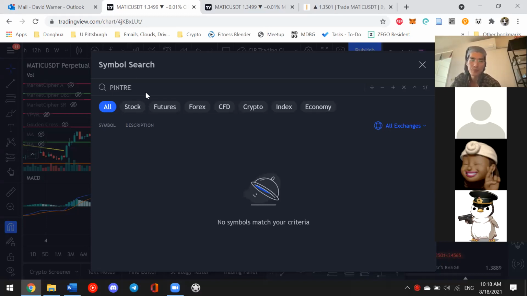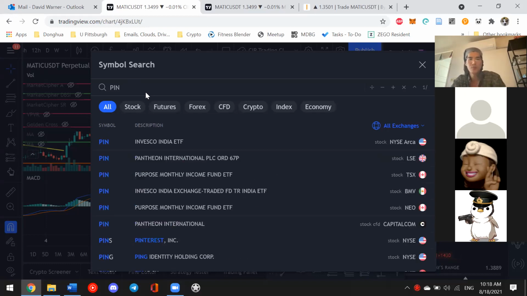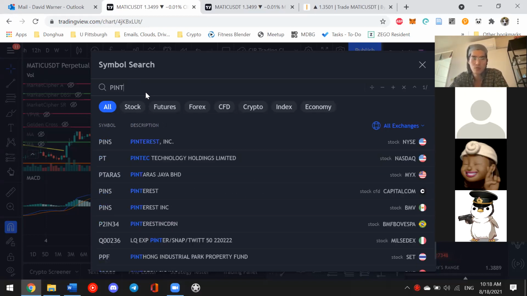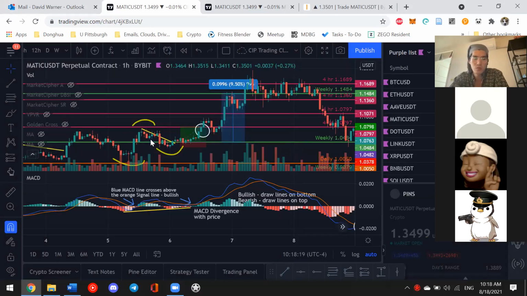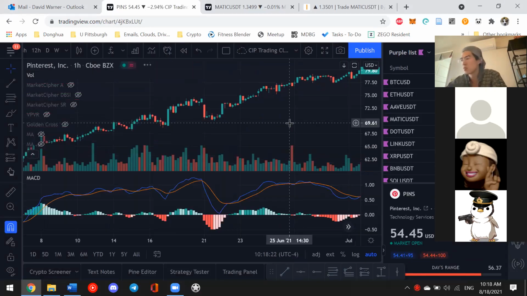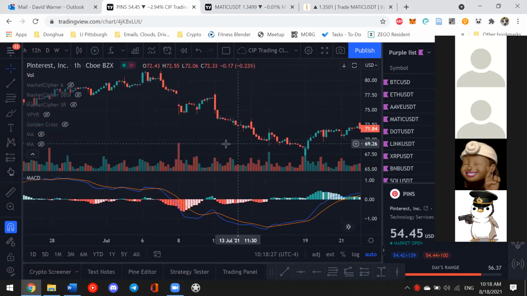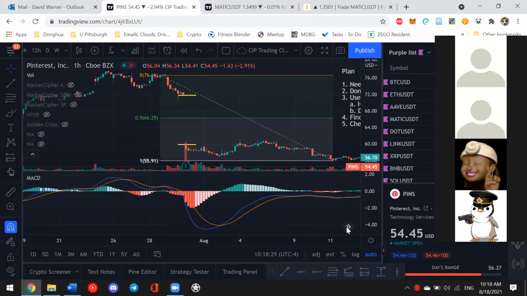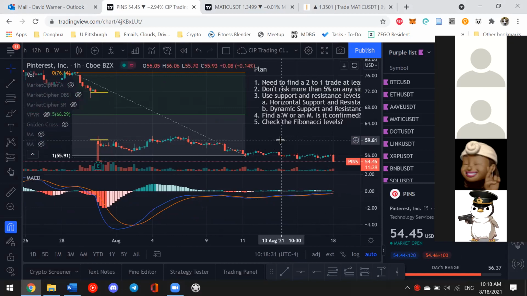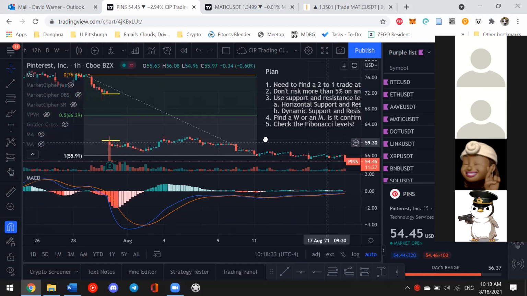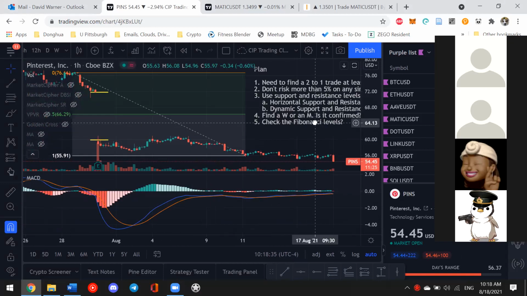Am I spelling it wrong? Oh, pins. Okay, I wouldn't have done that. So we're looking at Pinterest last time. Pinterest is still losing money. I don't know what's going on with Pinterest. But we started by talking about our horizontal support and resistance levels.